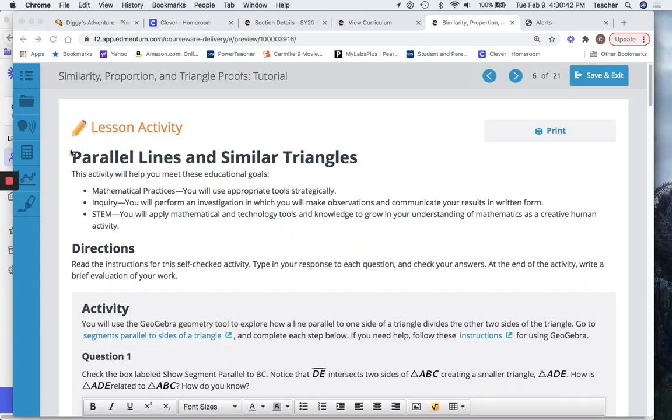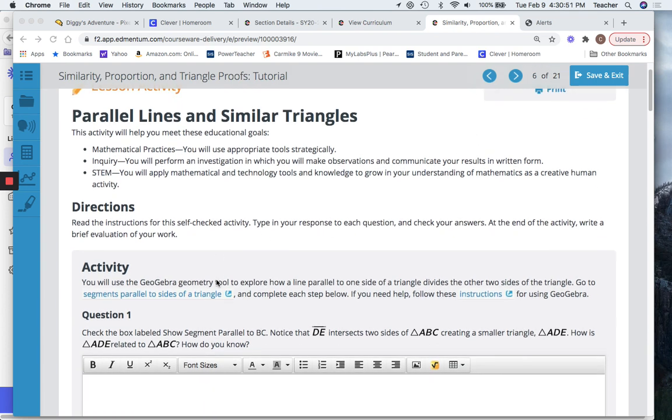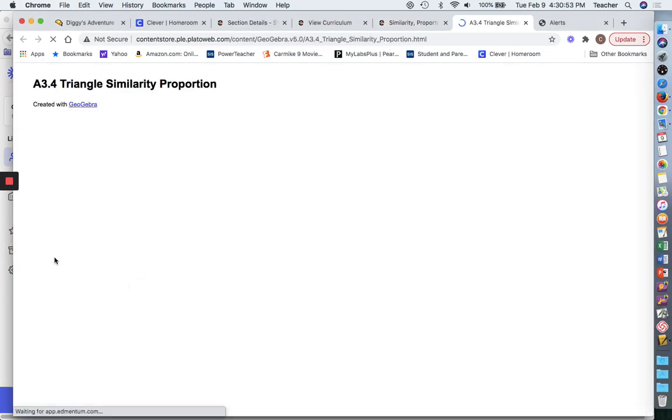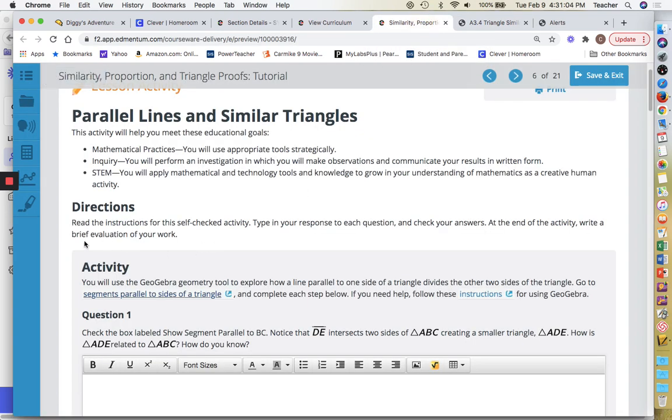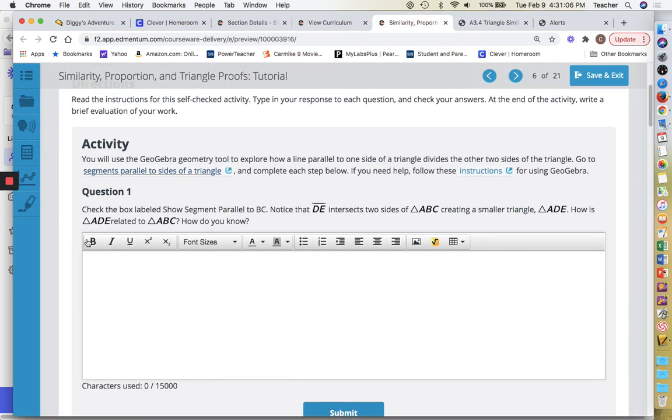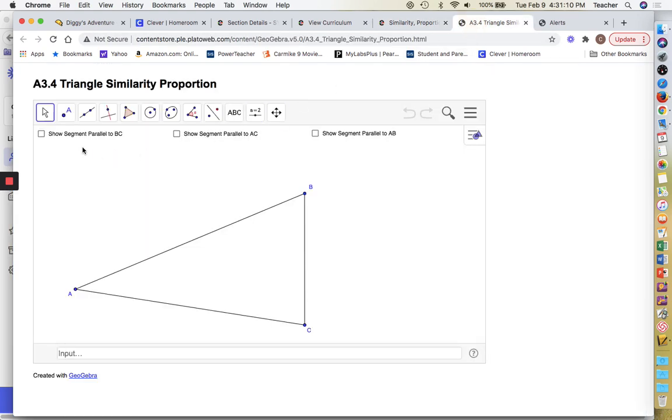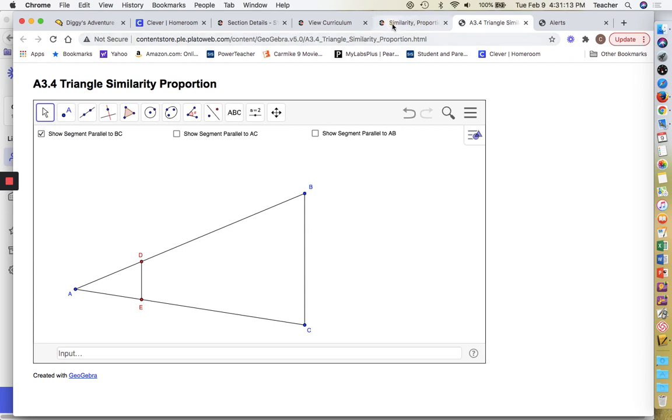All right, you guys, we're on the next lesson, which is parallel lines and similar triangles. I'm on slide number 6. Let me see what we're going to be doing here. Okay, I got a triangle. Got some things I can click up here, but I'm not going to click anything until they tell me what to do. All right, question number 1. Check the box labeled show segment parallel to BC. All right, there it is.